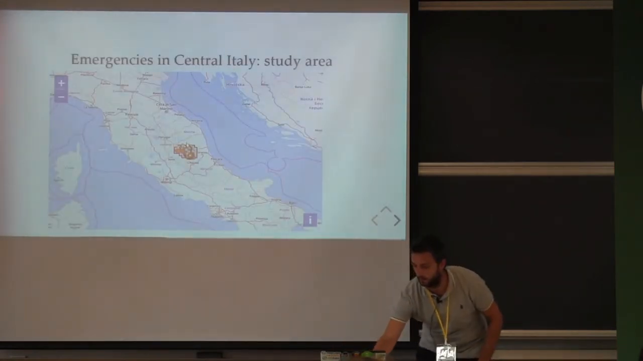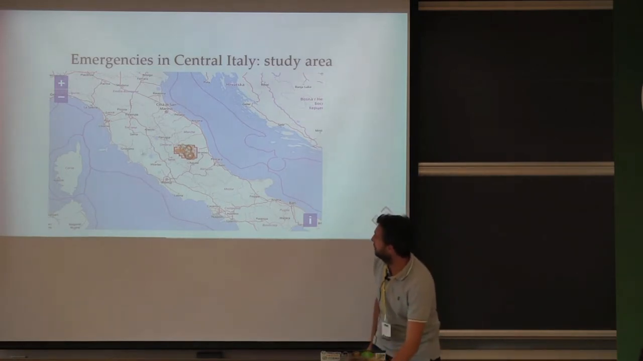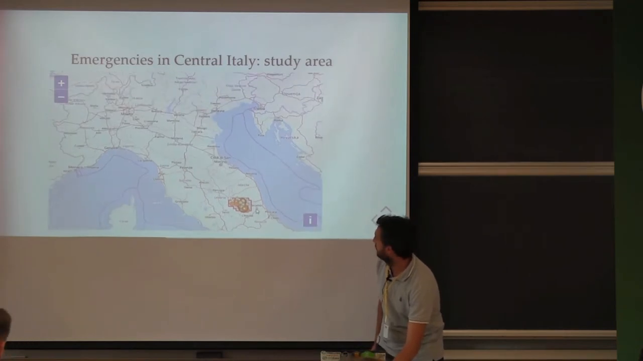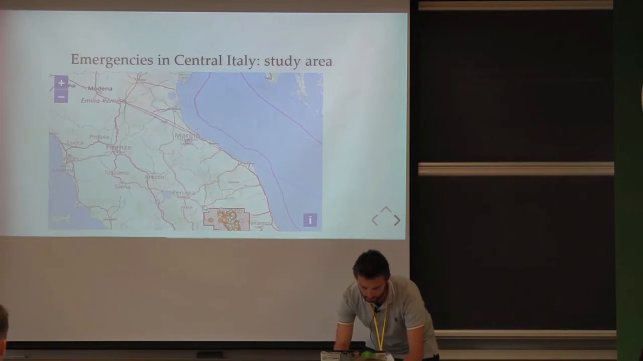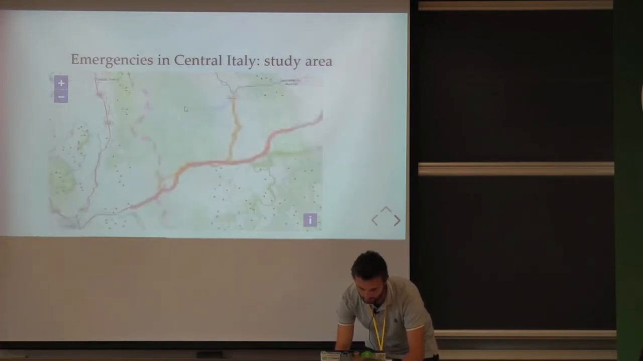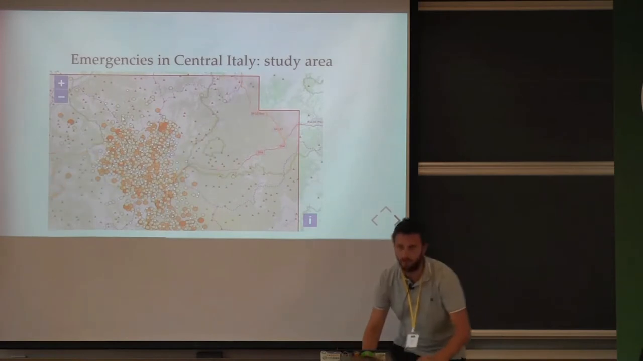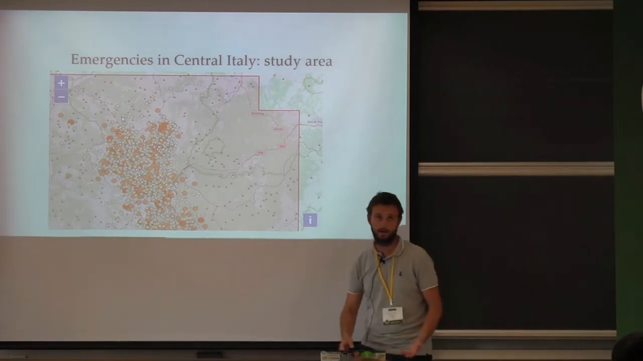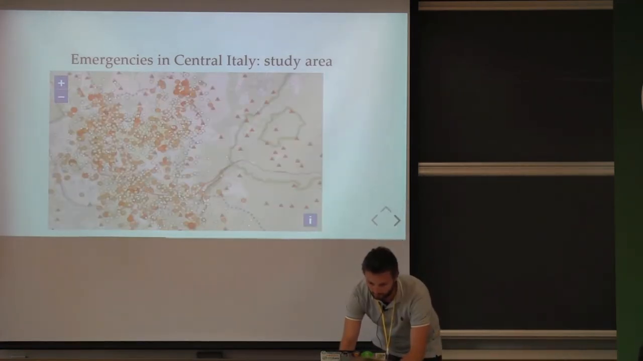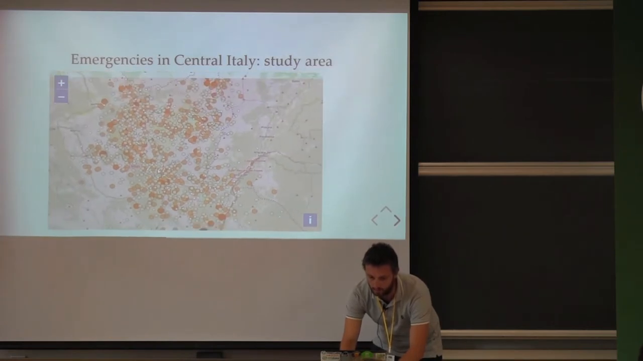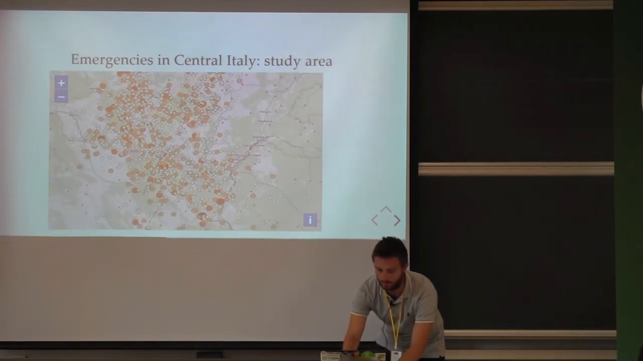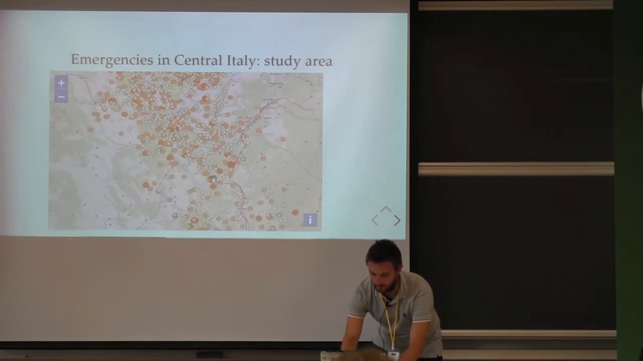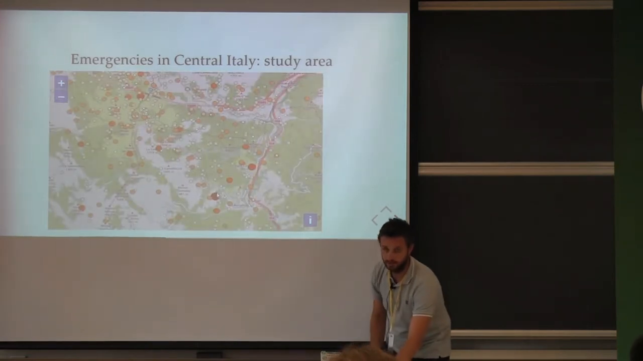This is the area. We are in the center of Italy. This is Rome, and we are here in Milan. Each point is an earthquake. The darker ones are stronger and the lighter ones are a little bit less problematic. The two strongest are this red one behind, and the other one here, near Amatrice.